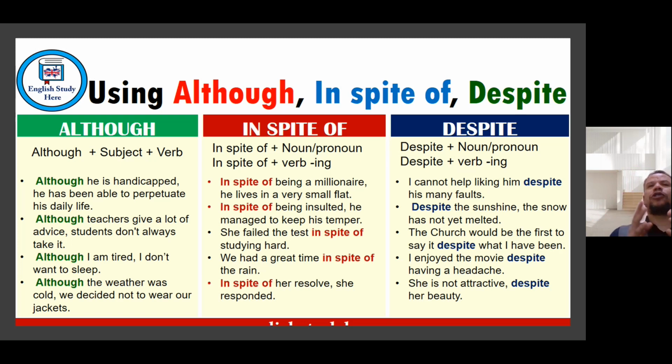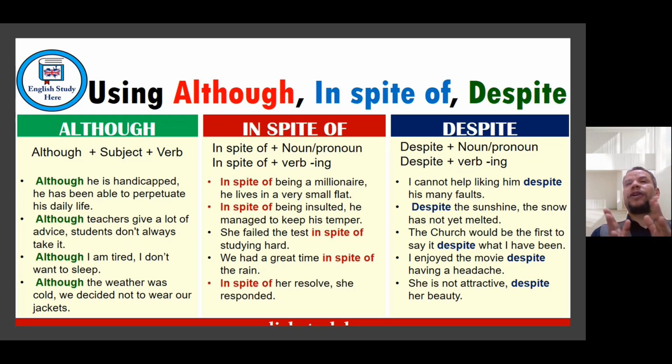But in spite of is followed by a verb plus ing, what we call a gerund, or a noun. In spite of being a millionaire, not I am a millionaire. Don't say in spite of I am a millionaire. Wrong, not a complete sentence. Ing as a noun, or a noun. In spite of her resolve, in spite of your work, in spite of teachers' explanation, and so on. So followed by a noun or a verb plus ing, a gerund. Okay.